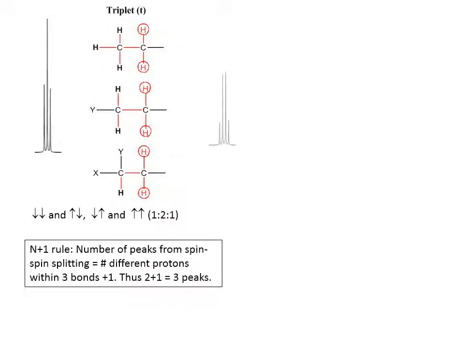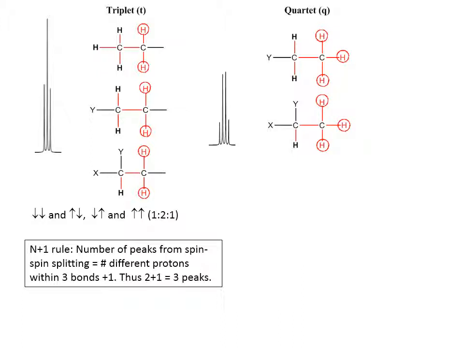Now with the quartet, Q, we have 3 circled protons within 3 bonds of a different set of protons. In this situation, that could only be CH3 next to a CH2 or CH3 next to a CH. CH3 next to another CH3 is just ethane gas, and that would not cause any splitting. They'd be equivalent protons. So why do we get 4 peaks, a quartet?